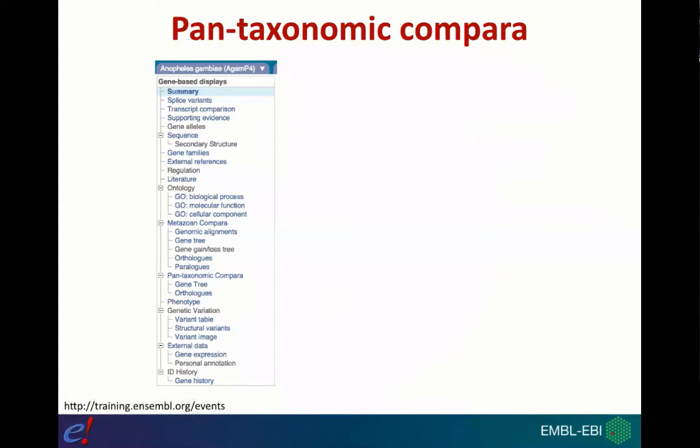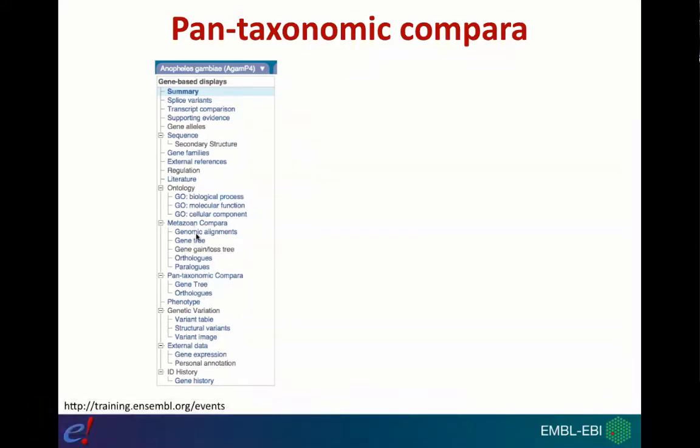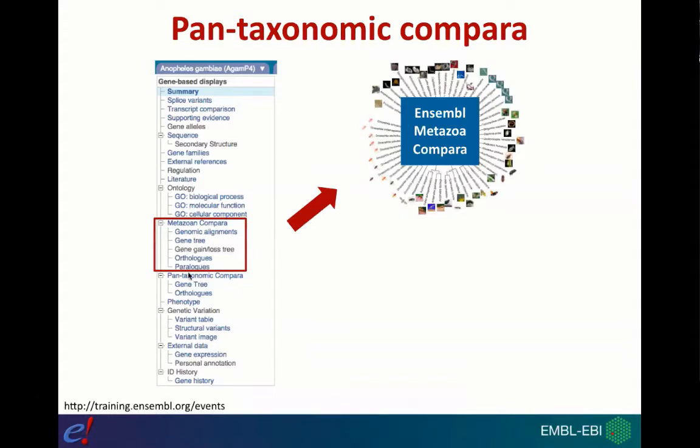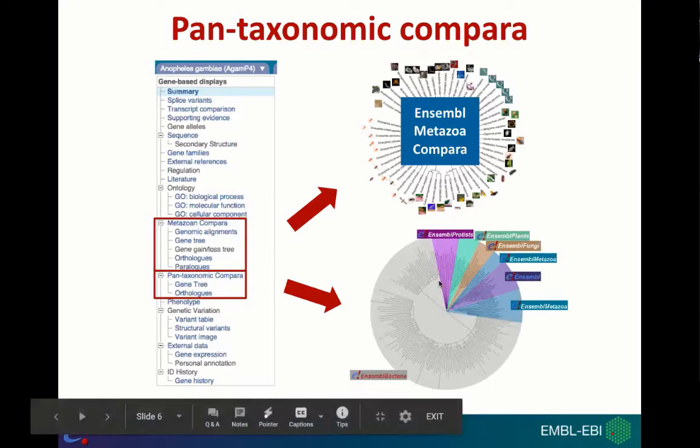So this is a screenshot taken from a gene tab in Anopheles gambiae, the mosquito vector for malaria. And you can see that the comparative analyses are split into the metazoan compara analyses, so that's the per taxa analysis, and then we have the pan-taxonomic compara, so comparing, in this case, the Anopheles gambiae genes across the tree of life, across Ensembl.